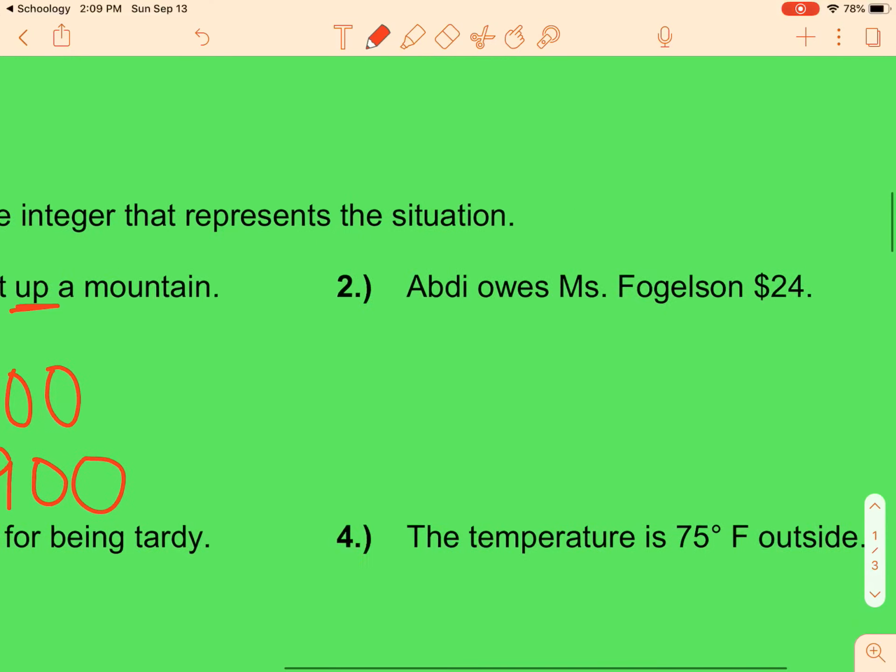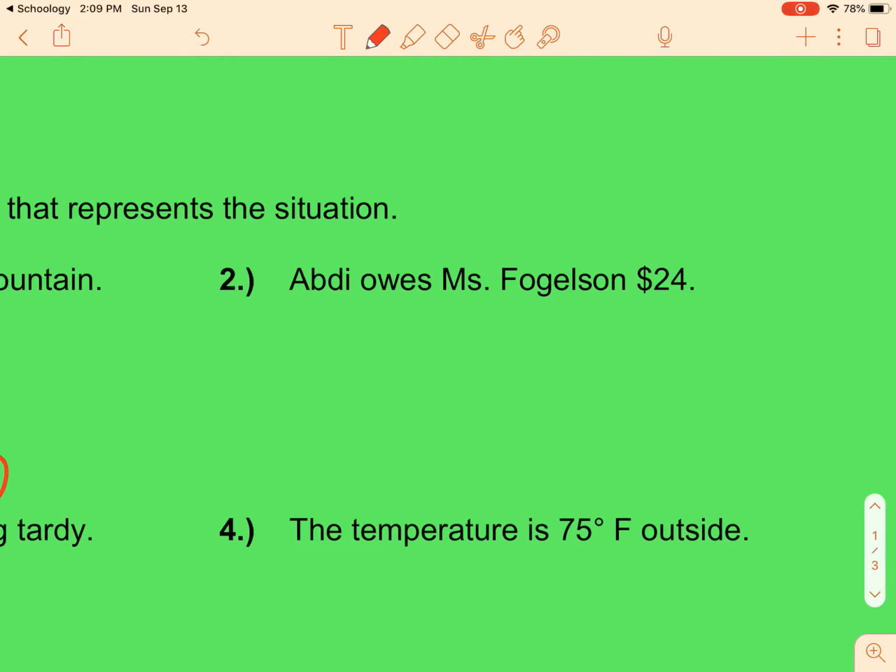Let's go to number 2. Abdi owes Miss Fogelson $24. Yikes. So we know our number is 24. For Abdi, is this going to be a positive 24 or a negative 24? This is going to be a negative 24 because he owes me money. If you wanted, you could put the dollar sign. Abdi owes me $24. Yes, I'm $24 richer.